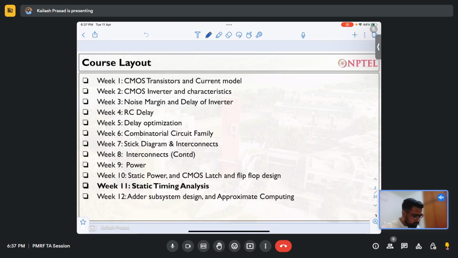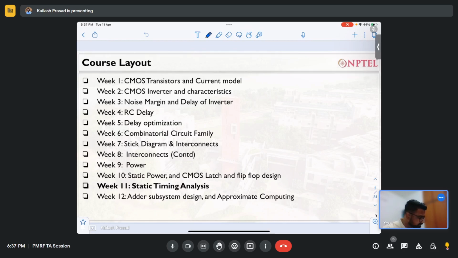As of now, we have been discussing the basic transistor, then the basic combinational circuit family, then the layouts, then the power, and the last topic which remains is the timing part. We have done some of the questions earlier. We will do the basics of static timing analysis again, and if you have any questions, feel free to ask at that moment itself.